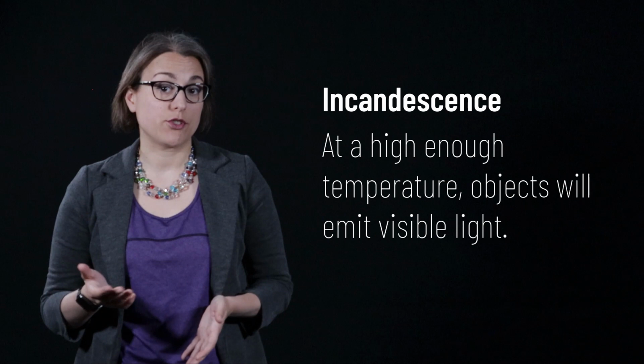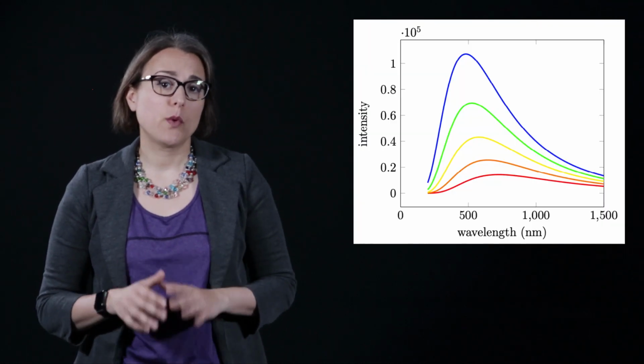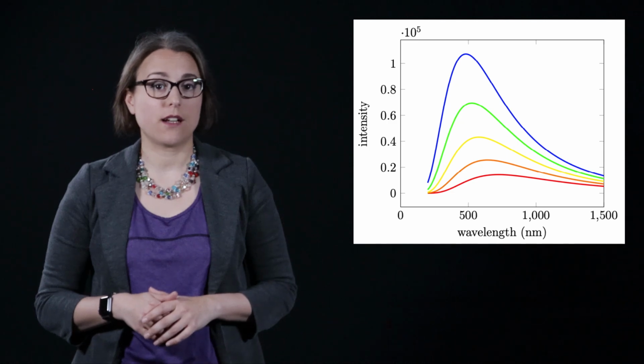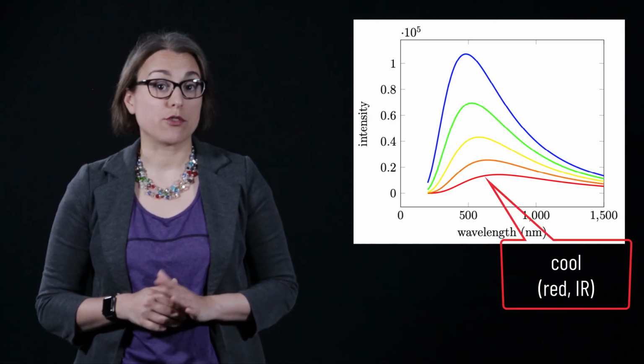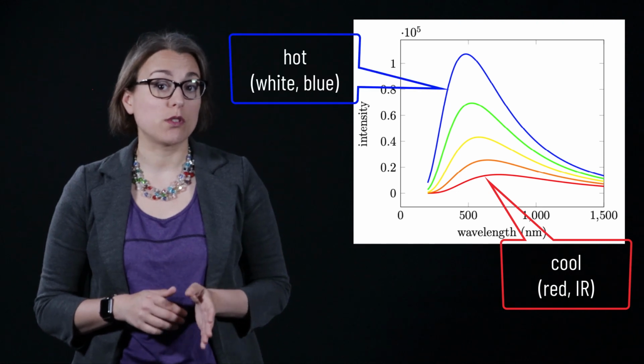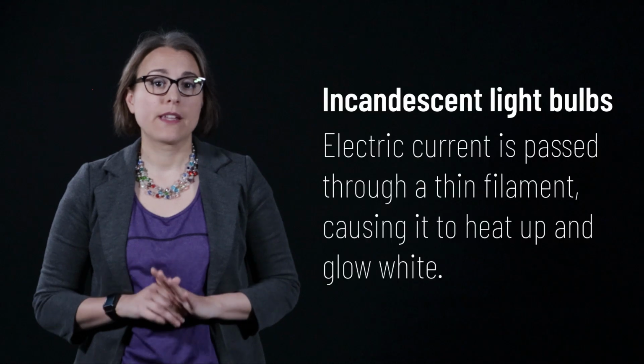At a high enough temperature, objects will emit visible light. In this manner, we can use the color of an incandescent object to determine its temperature. An incandescent object that appears red or orange is cooler than an incandescent object that appears white or blue.